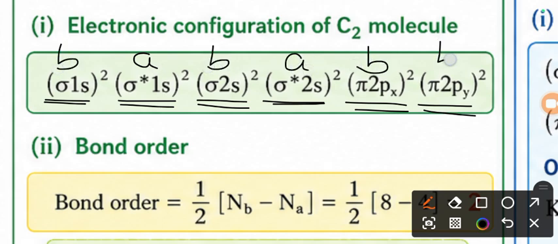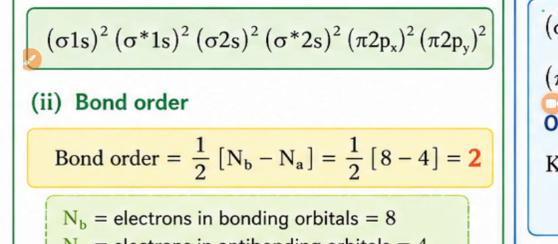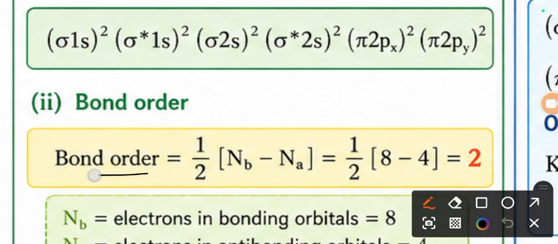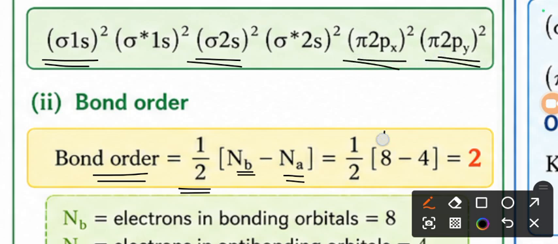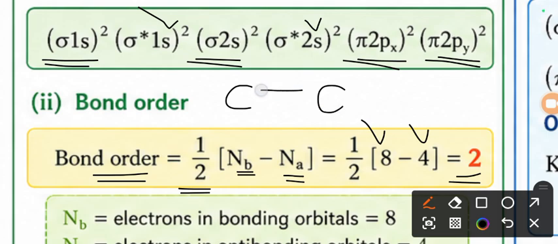Now we will find out the bond order. To find the bond order, we have a formula. Bond order is equal to half of the number of electrons in bonding molecular orbital minus the number of electrons in anti-bonding molecular orbital. In bonding molecular orbital we find a total of 8 electrons, and in anti-bonding molecular orbital we find 4 electrons. When we substitute and calculate, we get bond order 2, which means between two carbon atoms in carbon molecule, there are two bonds, one sigma bond and one pi bond.